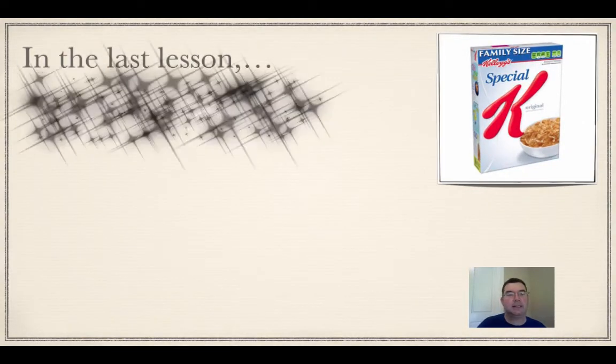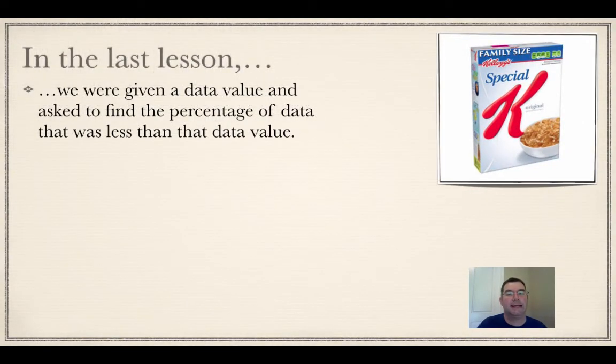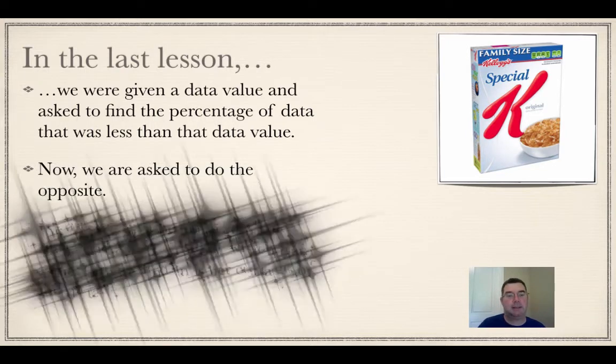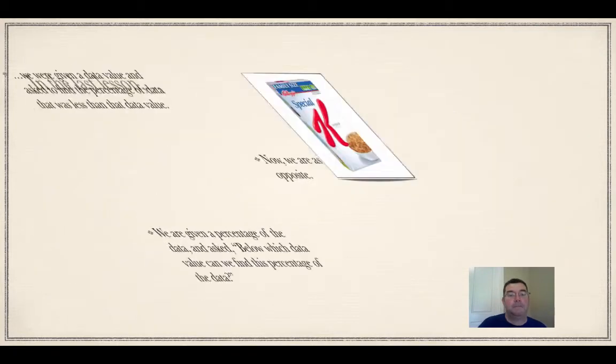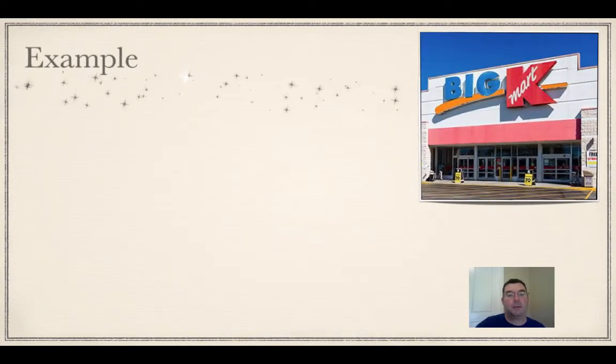In the last lesson, we saw that we were given a data value and asked to find the percentage of data that was less than that data value or between two values. Well, now we're going to be asked to do the opposite. So now we're given a percentage of data and we're asked, below which data value can we find this percentage? Okay, so let's go through a couple of examples.